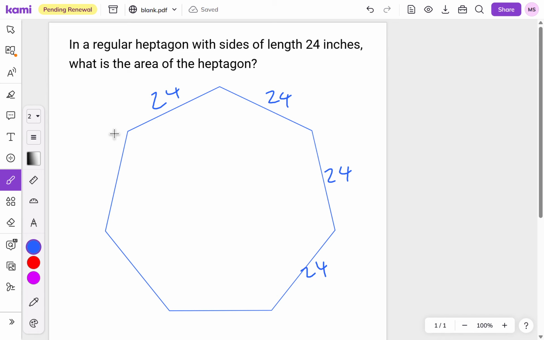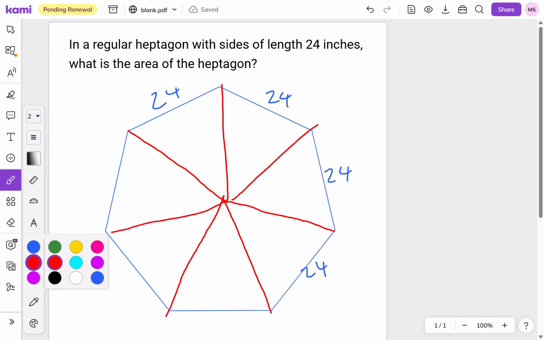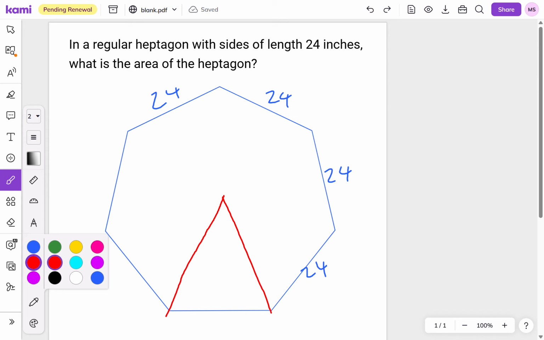How do you do this? Well, you start with the center and you make a triangle. And the basic idea is that there's a lot of these triangles. There's 7 of them to be exact, and they're all the same. There's 7 of them because it's a heptagon, so we make it in 7 parts. But let's just focus on one of them. When we're done with this one triangle, we can just multiply it by 7, and that gives us the whole answer. This triangle has a base of 24, right?